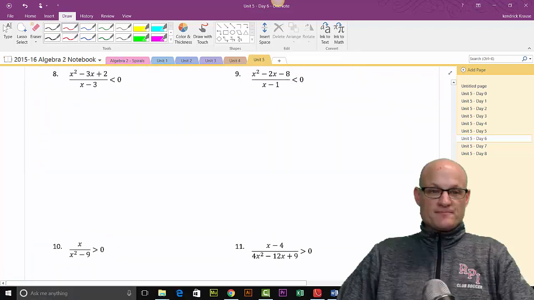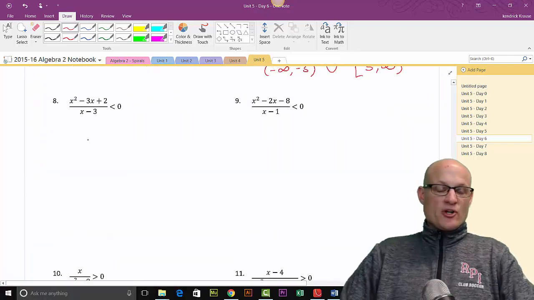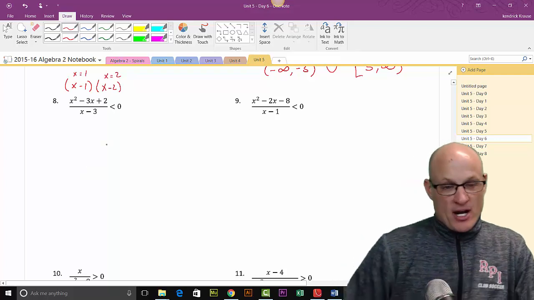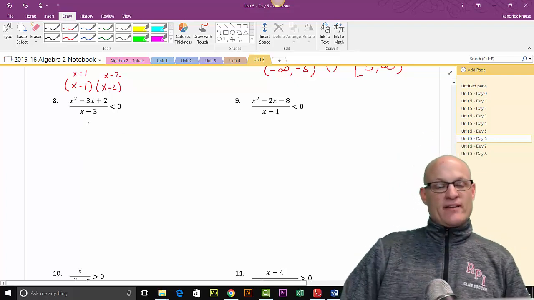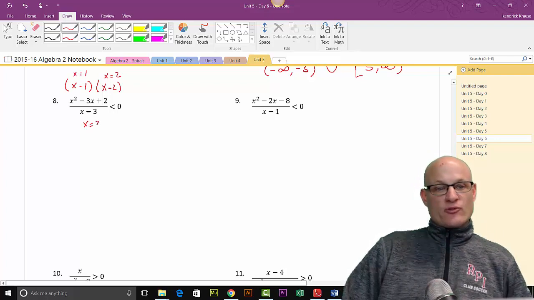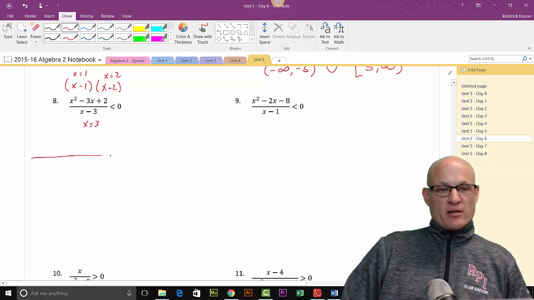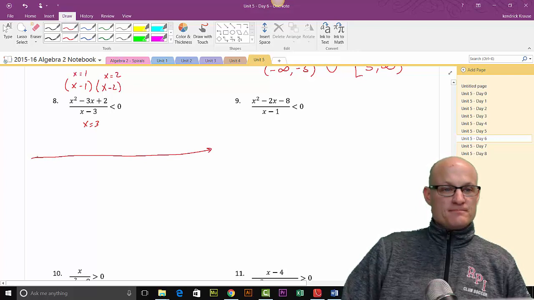All right, we're getting close. We only have 4 left. So in order to figure out what your critical numbers are, in this case, we're going to have a couple of them. This is x minus 1, x minus 2. So x equals 1 and x equals 2 are my critical numbers. My other critical number is what makes the denominator equal to 0. And in this case, that is x equals 3.